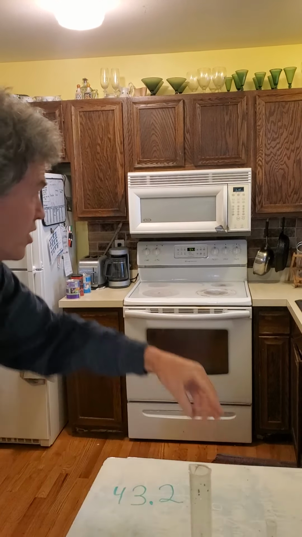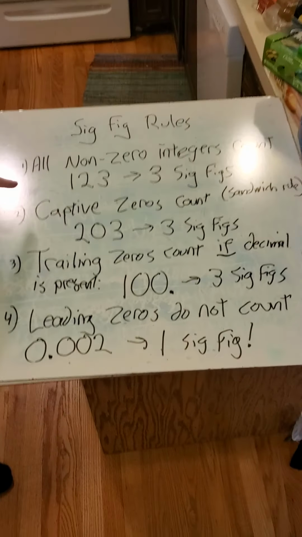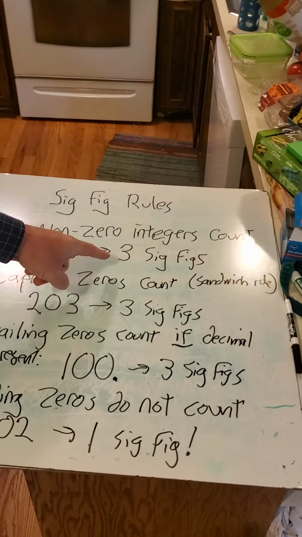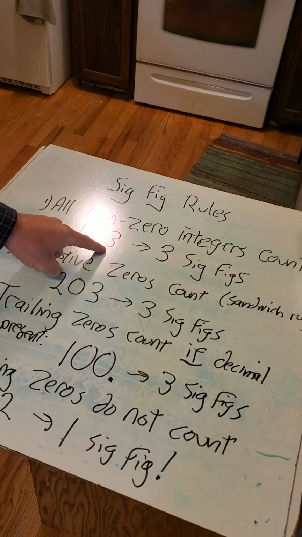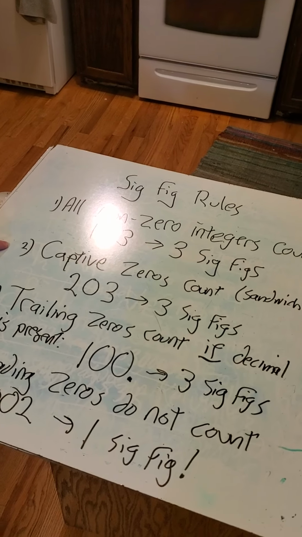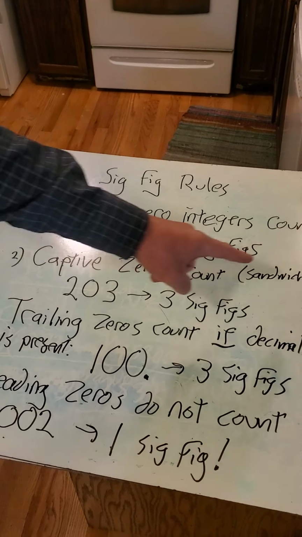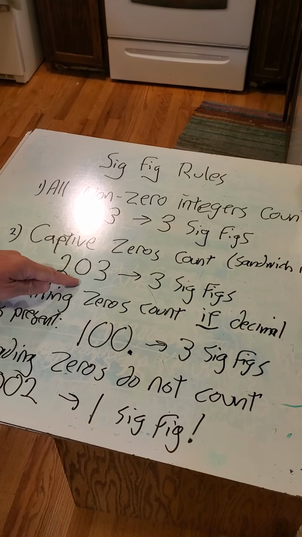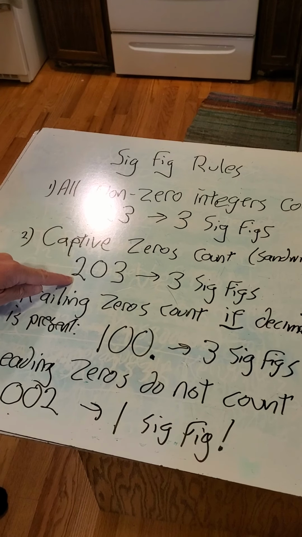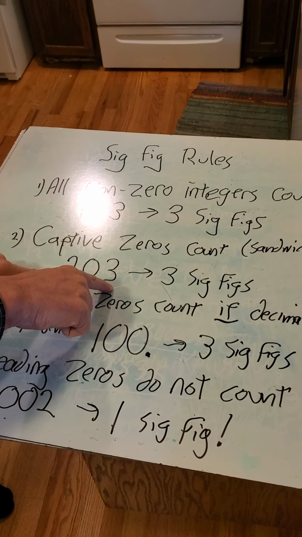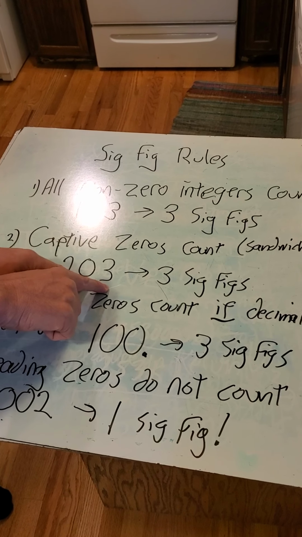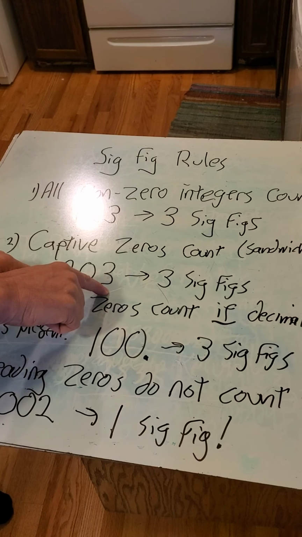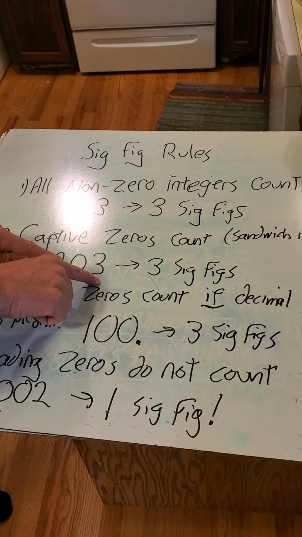So when we're looking at numbers, there are some rules that we have for sig figs. First off, all non-zero integers count. So if you have the number 123, that is 3 sig figs: 1, 2, 3. The second rule is that captive zeros count, which is also known as the sandwich rule. So if we have 203, the 2 is significant, it's a non-zero integer, the 3 is significant, and in between there's a 0 that's captured between the two, so it's significant as well. So it's 3 sig figs.